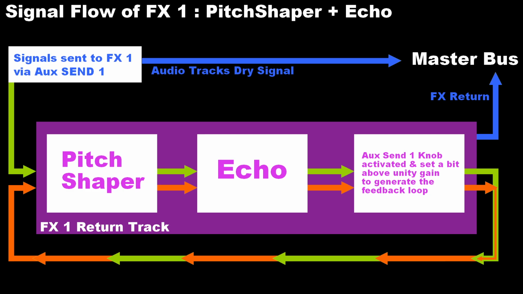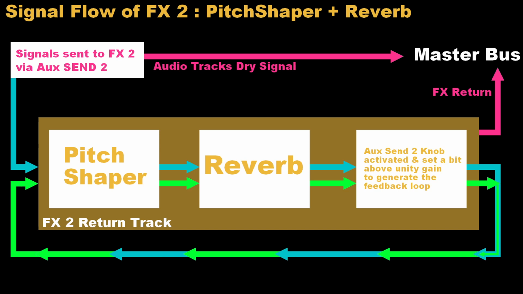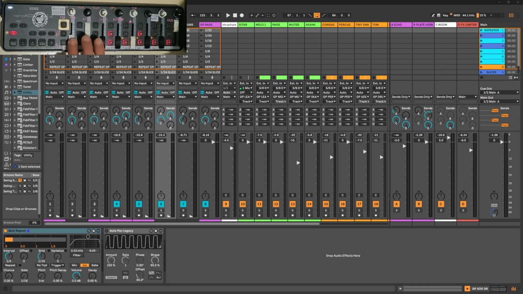And we have a similar concept for the reverb. We have the signal sent to FX2 going into the PitchShaper into the reverb, and the reverb can go into itself via the aux send. And aux send A and B, I assign them on the white faders here.